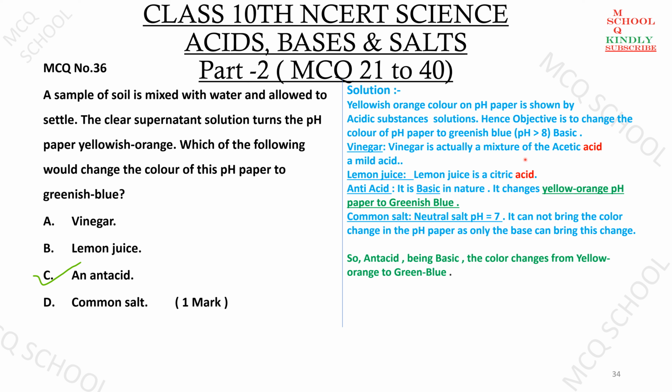Vinegar is actually acetic acid, so it cannot help. Lemon juice is also a citric acid solution, so it also cannot help. Antacid, yes, it can help because it's basic in nature. It can change this yellow orange pH paper to greenish blue. Common salt is a neutral salt, pH is 7, so it cannot help. So the answer is C, antacid.